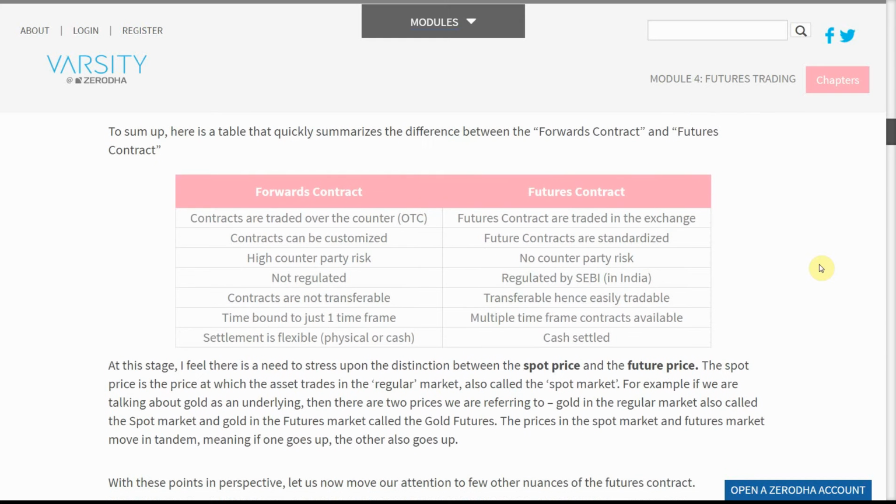Forwards contract, futures contract. Contracts are traded over the counter, OTC. Futures contracts are traded on the exchange. Contracts can be customized. Futures contracts are standardized. High counterparty risk. No counterparty risk. Not regulated. Regulated by SEBI in India. Contracts are not transferable. Transferable, hence easily tradable. Time bound to just one time frame. Multiple time frame contracts available. Settlement is flexible, physical or cash settled.